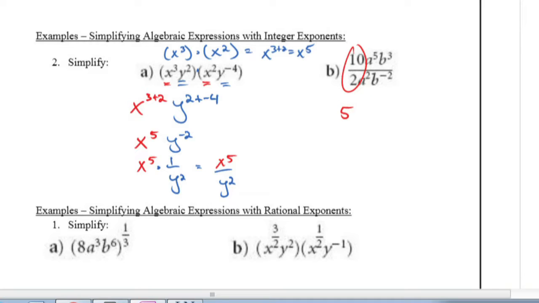With my a's, I have a to the power of 5, and because I'm dividing, I'm going to subtract my exponents. So 5 minus 2. I'm going to do the same with my b's, 3 minus negative 2. 5 stays a 5. 5 minus 2 gives me 3. And then b to the 3 minus negative 2 is going to give me 5.